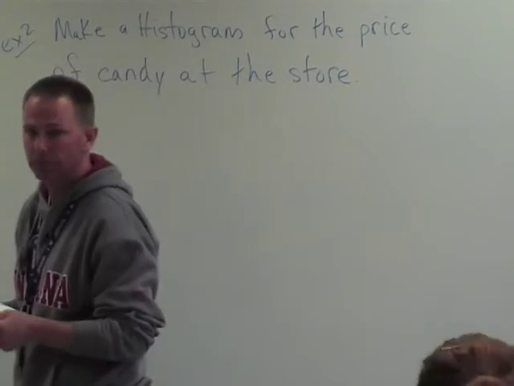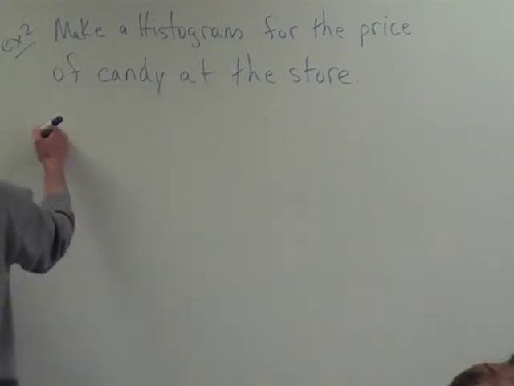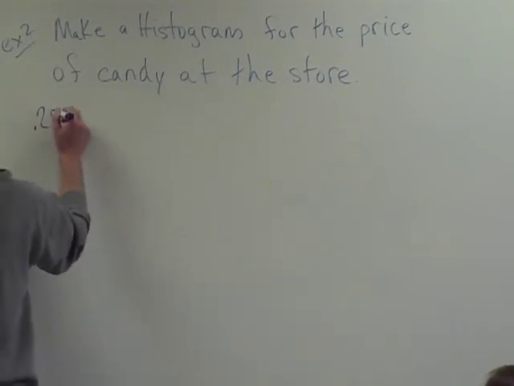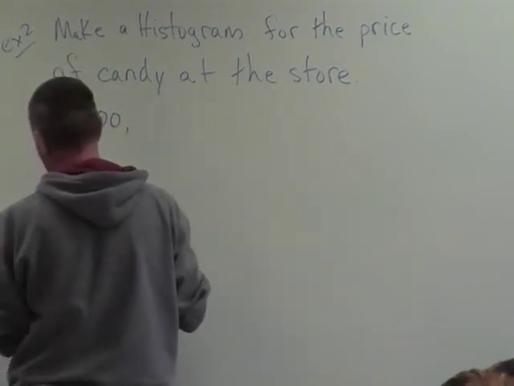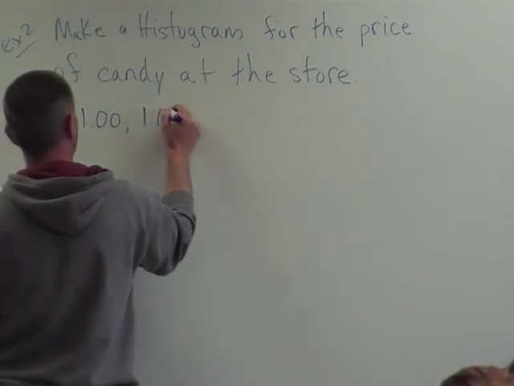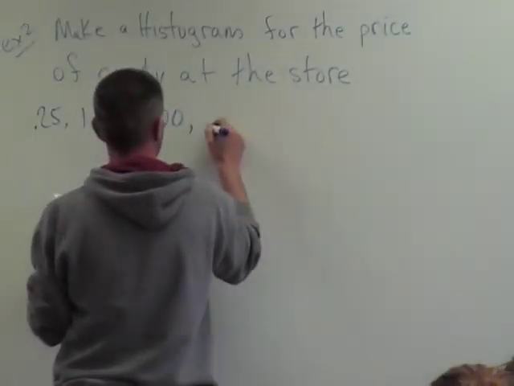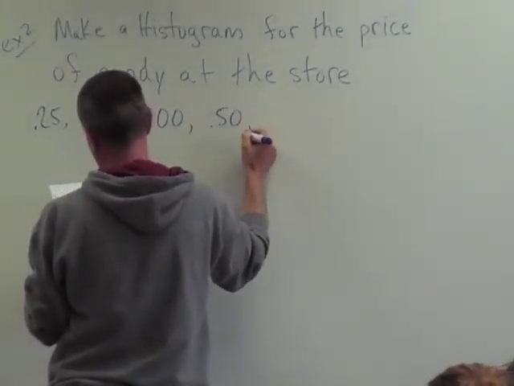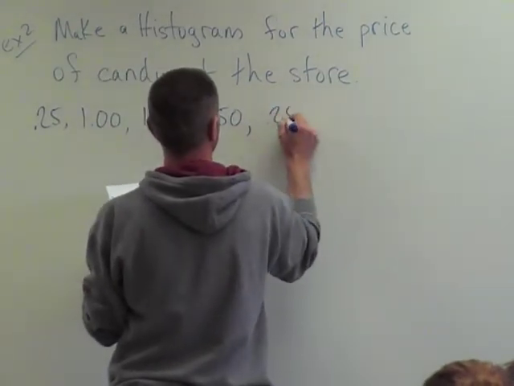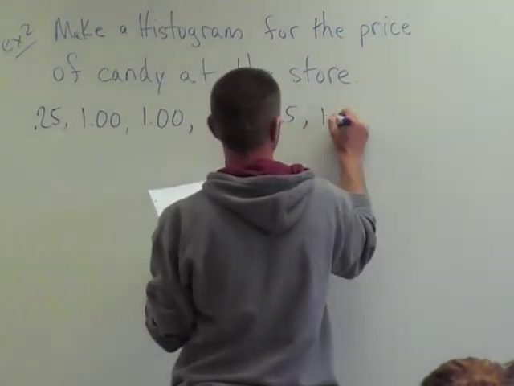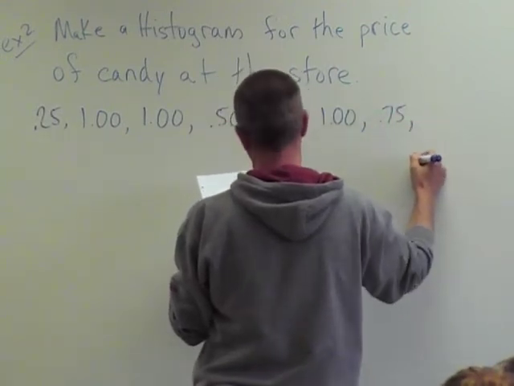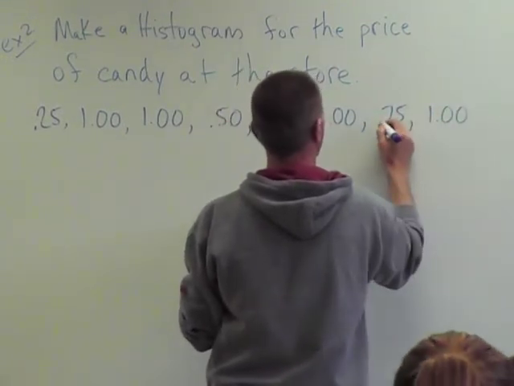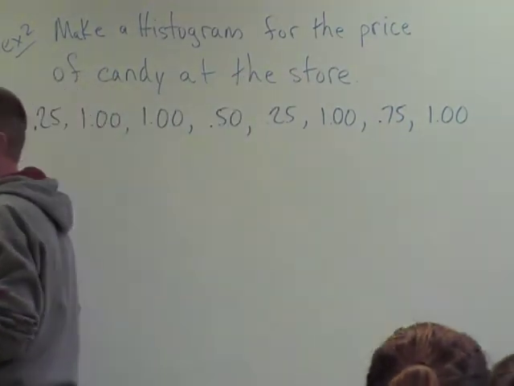All right, here are all your numbers. You ready to write them down? Okay. 0.25, 1, and I'm putting them as a price. You don't have to. 1 again, 0.5, 0.25, 1, 0.75, and 1. So these are all prices. That's why I have them written like that.